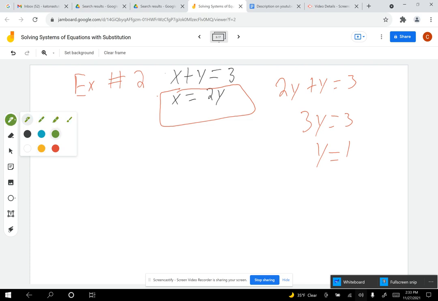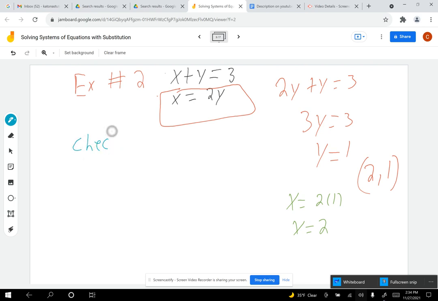So now x equals 2 times 1. So x equals 2. Then my ordered pair is going to be 2, 1. Let's plug that into the top equation and check. So we're going to have 2 plus 1 equals 3. 2 plus 1 is 3. 3 does equal 3. So this checks out. My answer is, in fact, 2, 1.